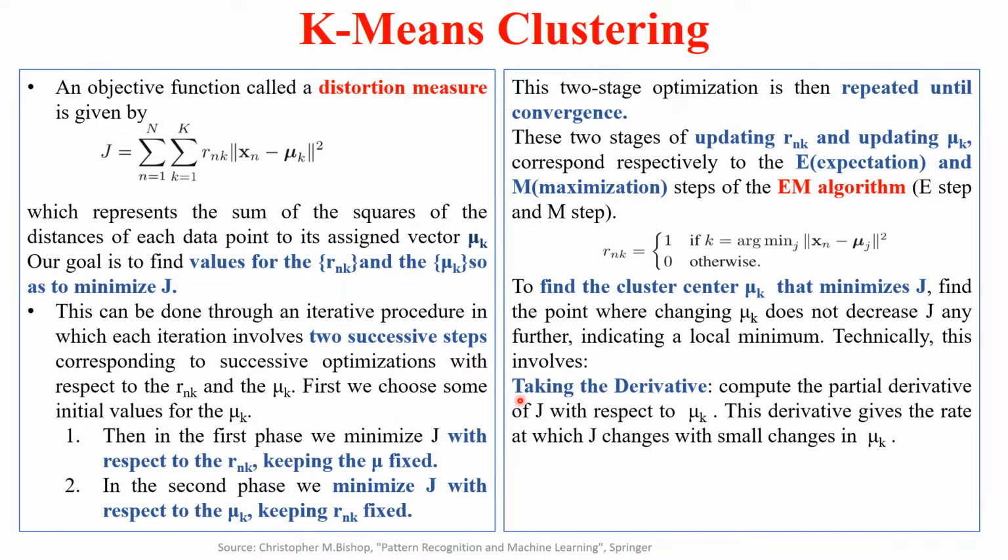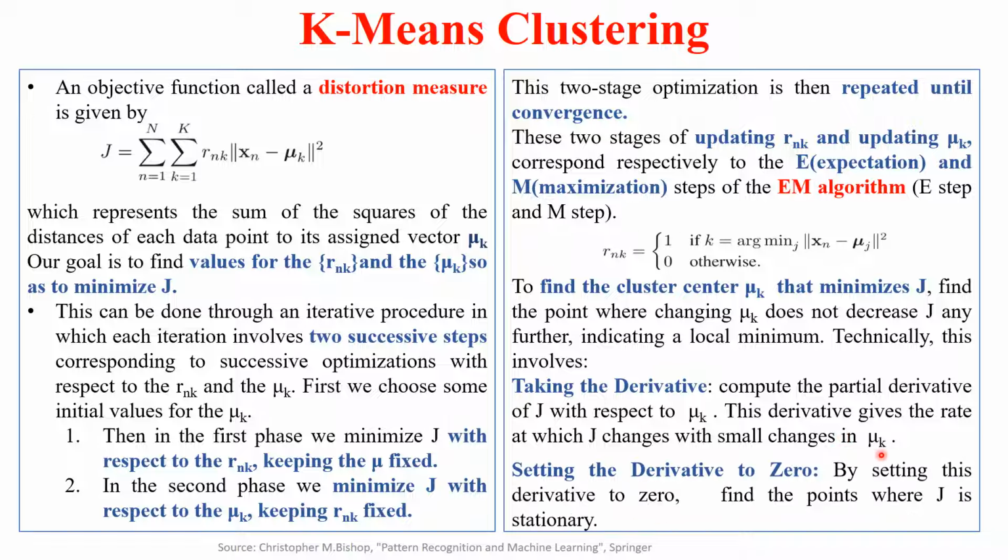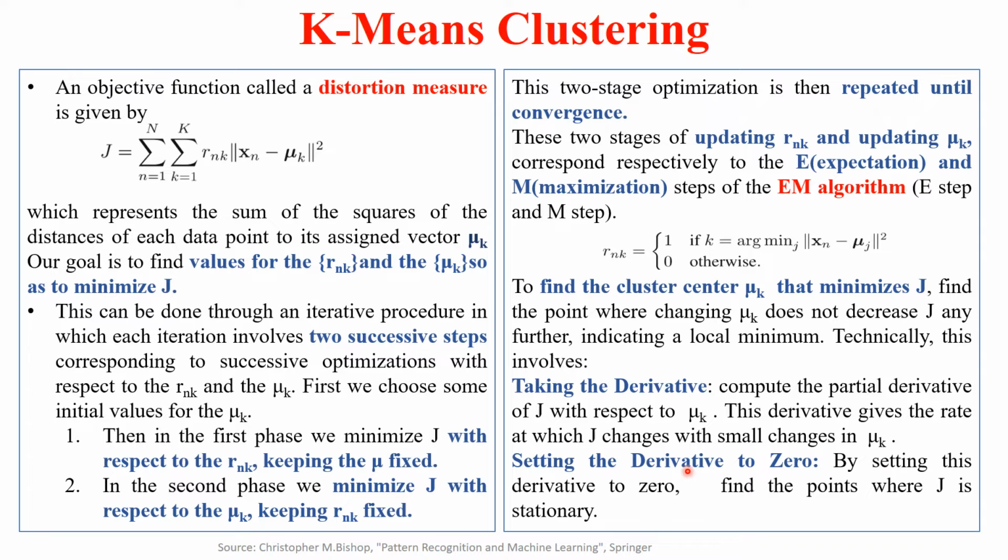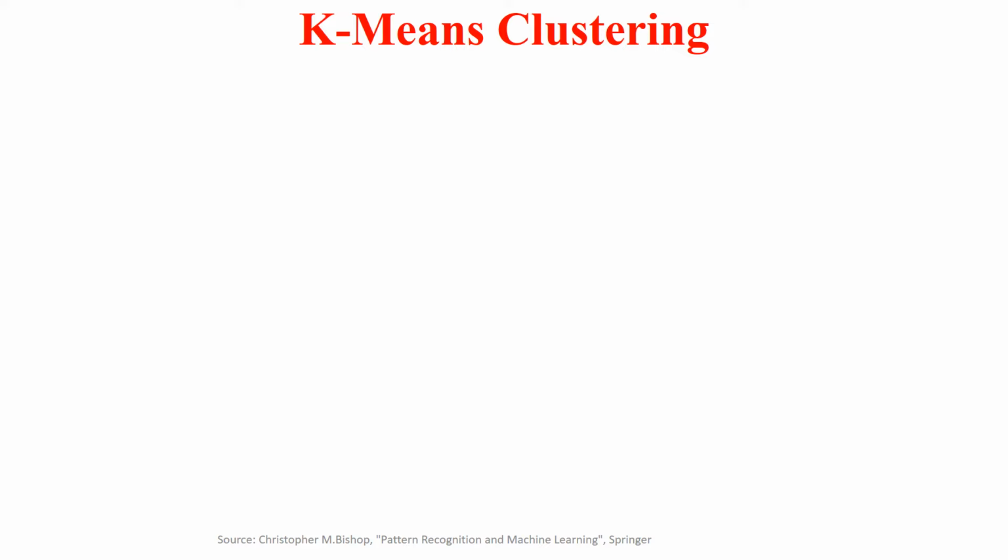Technically speaking, first we need to take the derivative, that is, compute the partial derivative of J with respect to mu k. This derivative gives the rate at which J changes with small changes in mu k. Now set the derivative to 0. By setting this derivative to 0, we find the points where J is stationary.